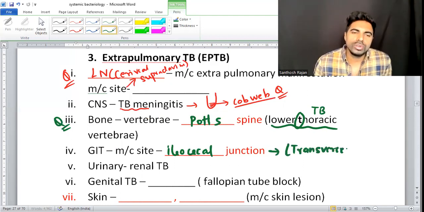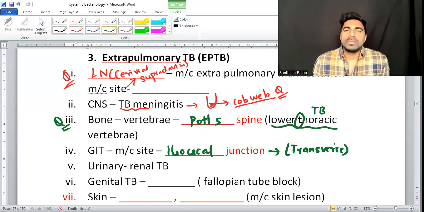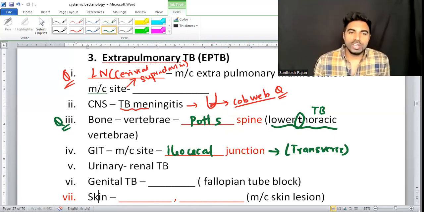Because you know, you have a longitudinal ulcer also. Where does the longitudinal come? In Salmonella. And where does the flask shape come? Amebiasis. We're going to talk about that. Don't worry. But remember, TB is a transverse ulcer.